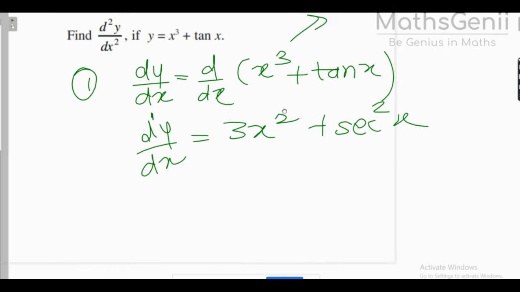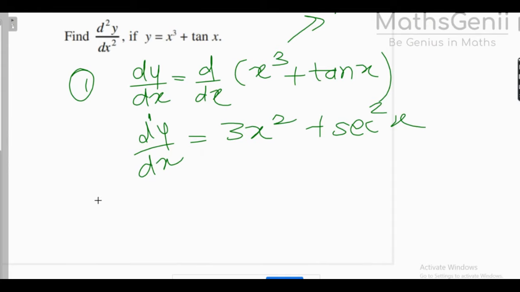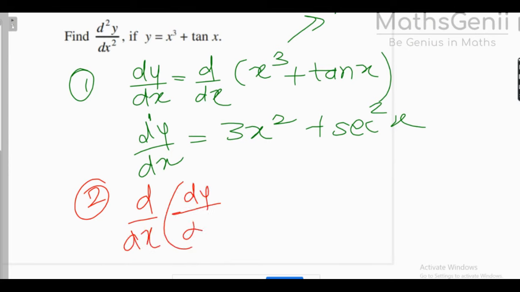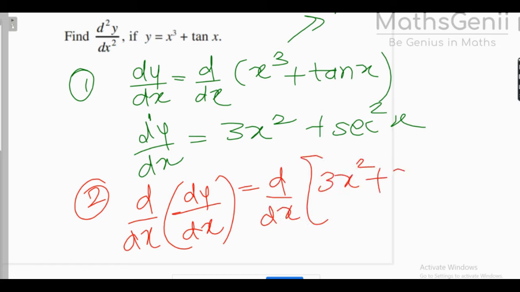Okay. But I want to find what? Second order, which is degree 2. So to this, I'll again differentiate. So d by dx is the differentiation term.